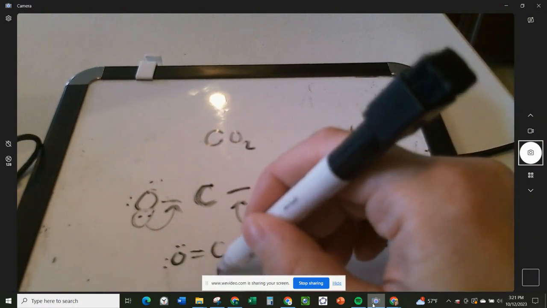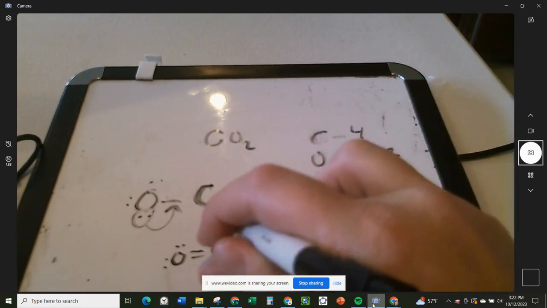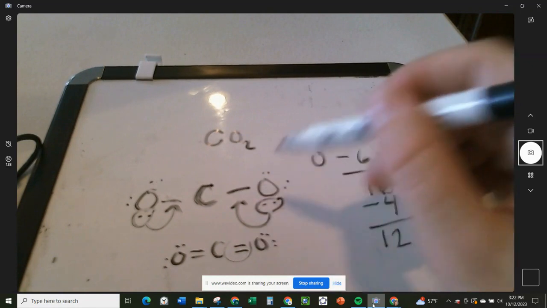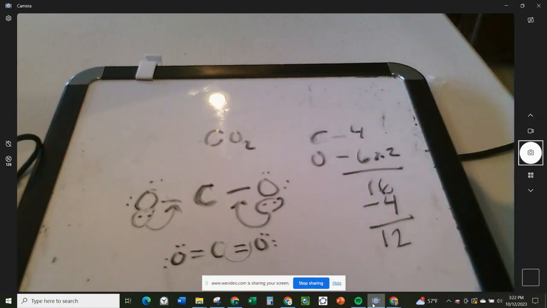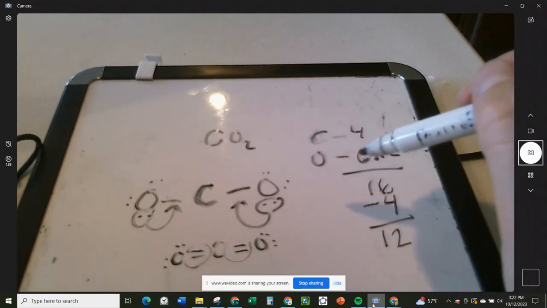So then we're going to look at carbon. Carbon is the central atom. We're going to see how many electron groups are around carbon. So this counts as one. It's a double bond. It has two bonds, but it's really just one area where electrons live. And here's another area where electrons live. So this has two electron dense areas.